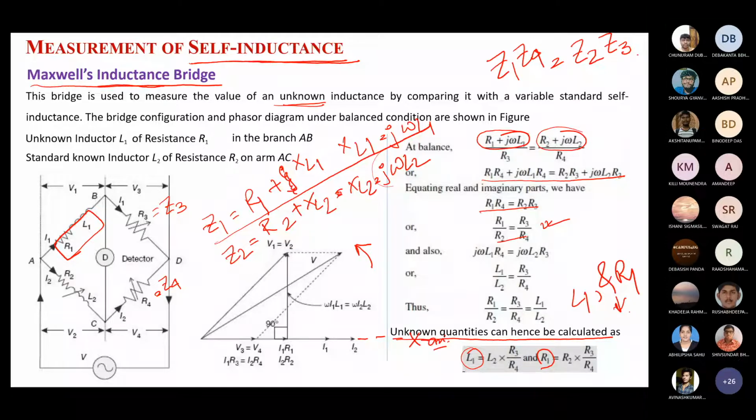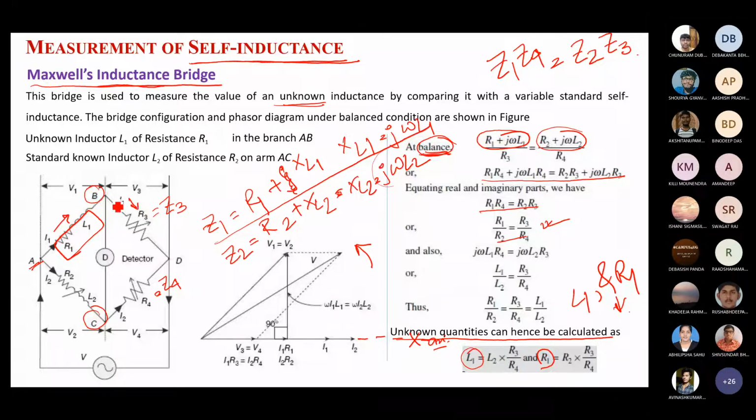At equilibrium condition, that B point and C point, it is written that at balance condition. Balance point condition means B point and C point are at equipotential. So there will be no current flowing through the detector, and no deflection in the detector. The same current I1 is flowing in the AB branch, and the same current is also flowing in the BD branch.